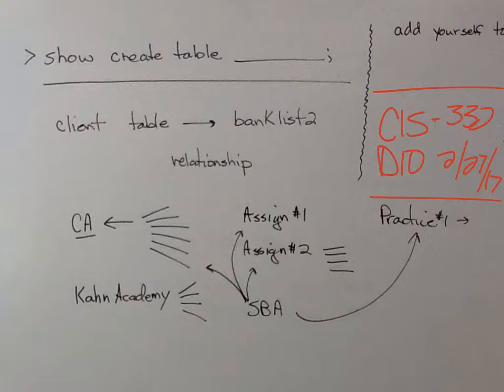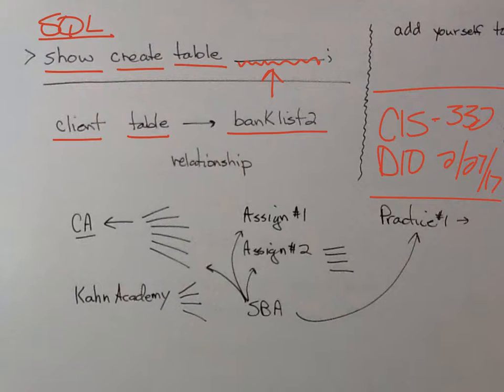We went over some things in class like show table, show create table, and then you can list the table here, SQL. That gives you more information about the table than I described. We talked about the client table that we had made for the bank list.